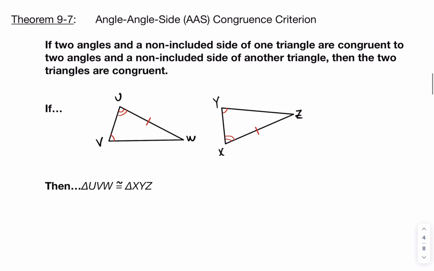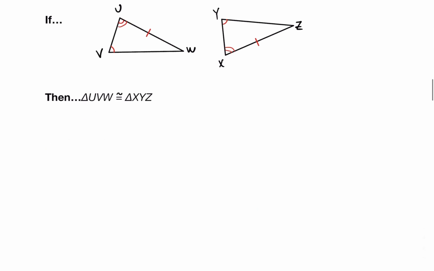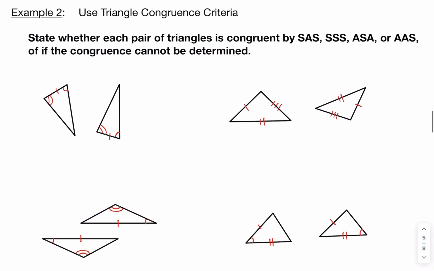This is the angle angle side theorem. And basically what this is saying is that if two angles, so we've got these two angles here, and a non-included side of one triangle are congruent to two angles, so we've got this angle here and this angle, and a non-included side of another triangle, then we would say that the two triangles are congruent. So this is called the angle angle side congruence criterion. All right, so let's go ahead and move on to example 2.